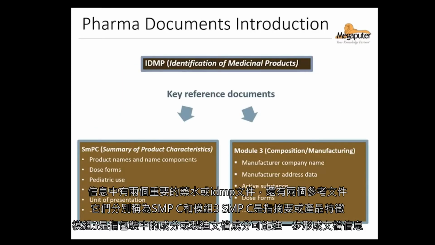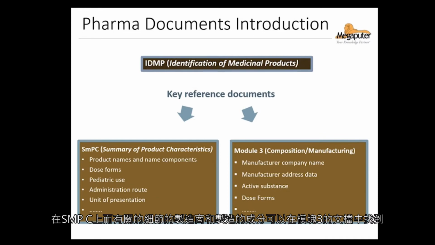There are 2 important portions of IDMP files, also 2 reference documents. They are called SMPC and Module 3. SMPC refers to summary of product characteristics, and Module 3 refers to the composition of manufacturing documents. Indications, packaging, composition, and further document information may be found in the SMPC, whereas the details about the involved manufacturers and the manufactured composition could be found in the Module 3 documents.